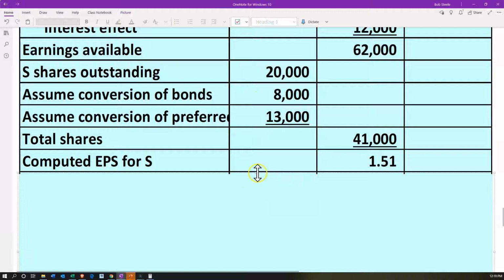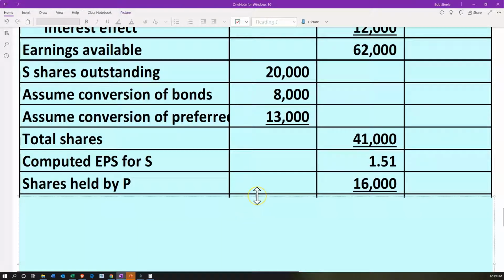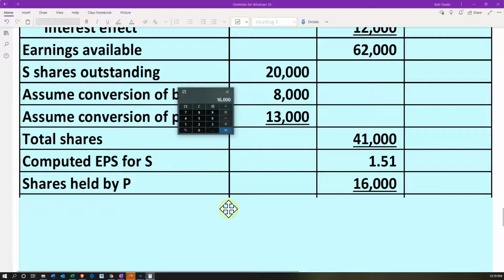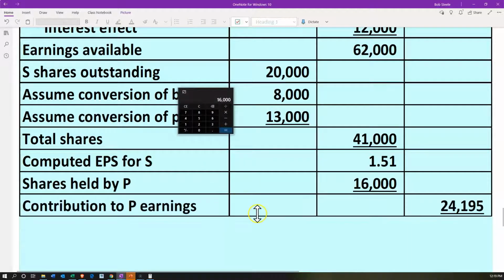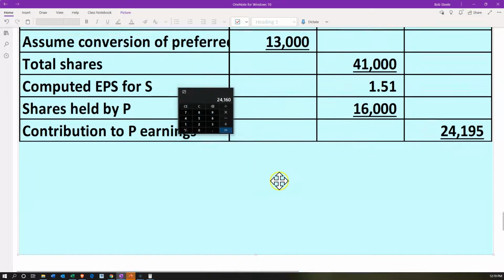1.51. And then we're going to have the shares held by P. How many shares are held by P? Well, they hold 80% of the 20. So we're taking the 20, not the converted items, times the 0.8, and that's giving us our 16,000. And then we have the contribution to P earnings, which is going to be the 16,000 shares that are P's of S, and then times the 1.51. That's the 24,195 about, because there's rounding as you saw in this 1.51.